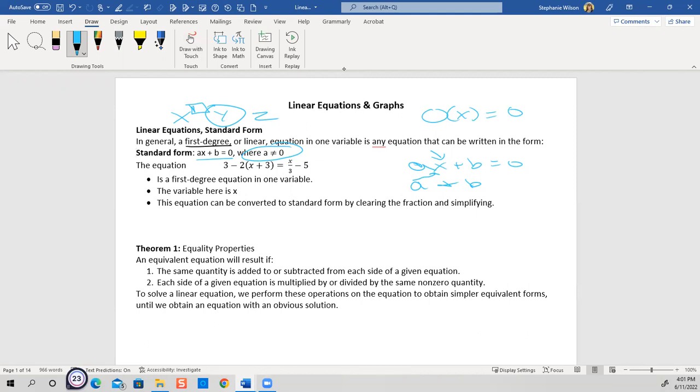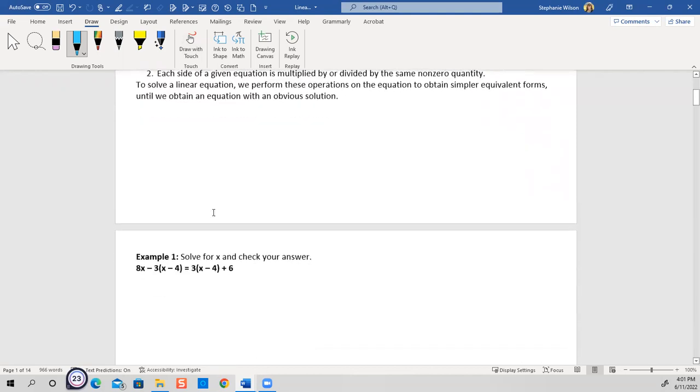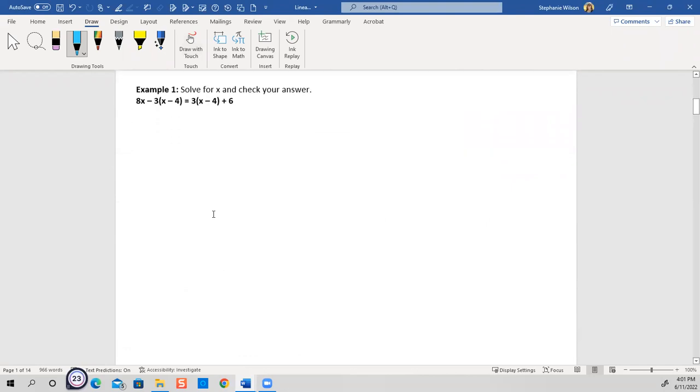Theorem 1 tells us the process to solve for the variable in a linear equation. So let's just do that without having to read all this. I'll go through it in steps. So let's do example 1. Example 1 shows that we have a variable of x to the first power. So that means these are all like terms. And since they're all to the first power, we know it's linear, right?